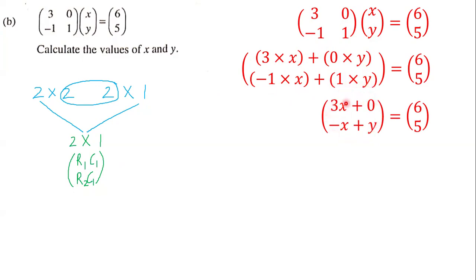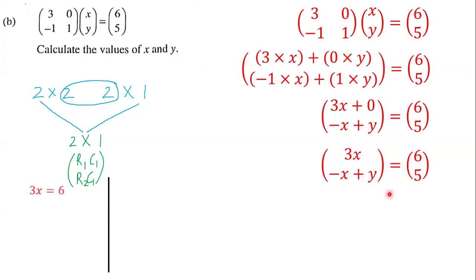We can simplify this further. 3x plus 0 is simply 3x. And the bottom will remain the same, negative x plus y. So we have this matrix is equal to this matrix. Now, if two matrices are equal, that means that corresponding entries must be equal. And so what does that mean? That means that 3x must be equal to 6, all right? And that also means that negative x plus y must be equal to 5.